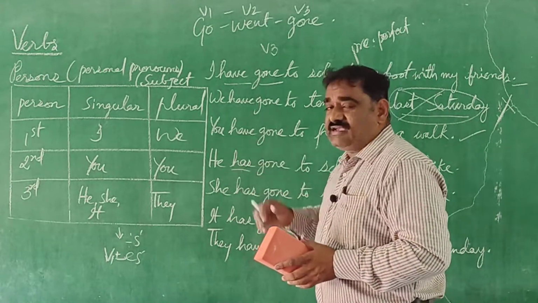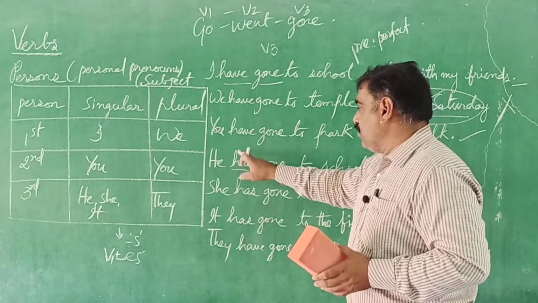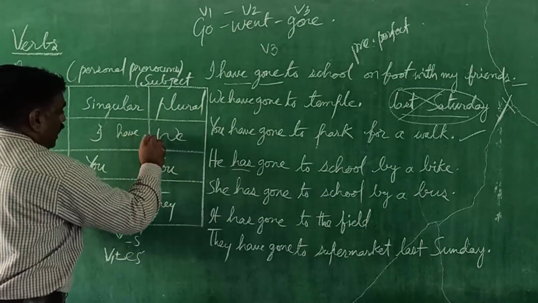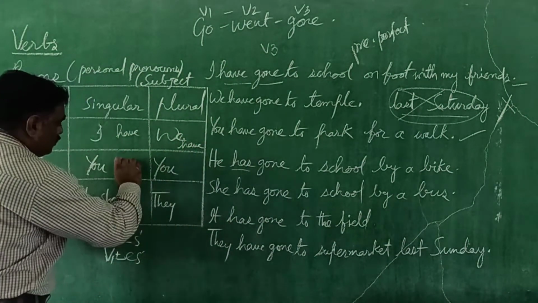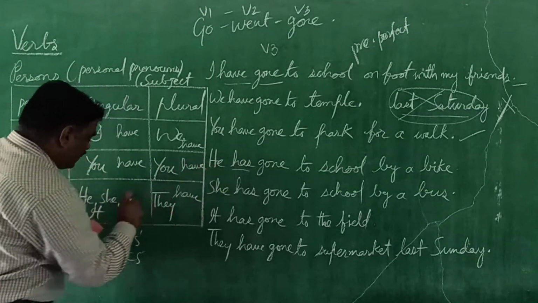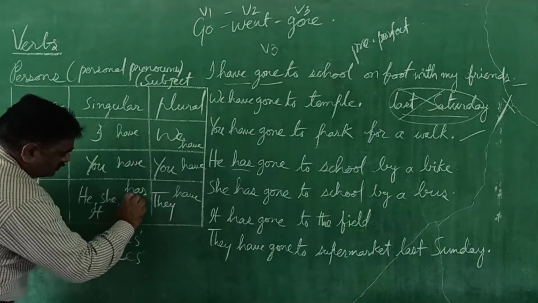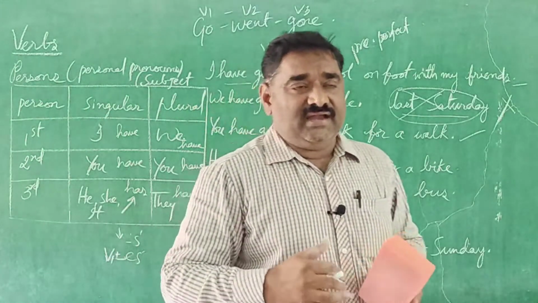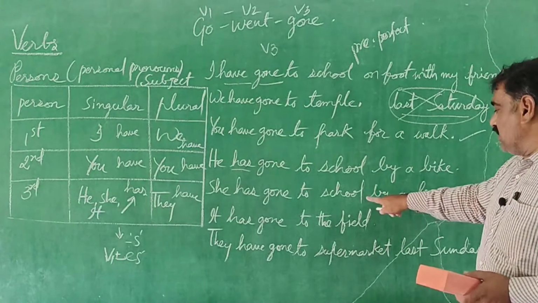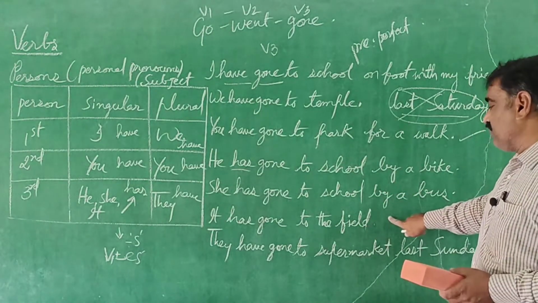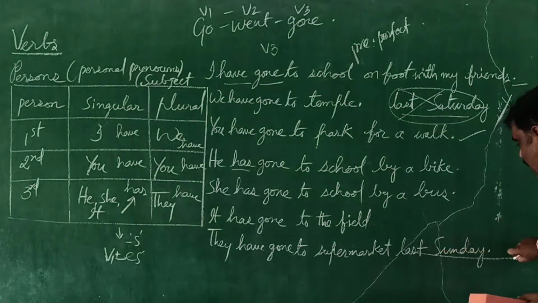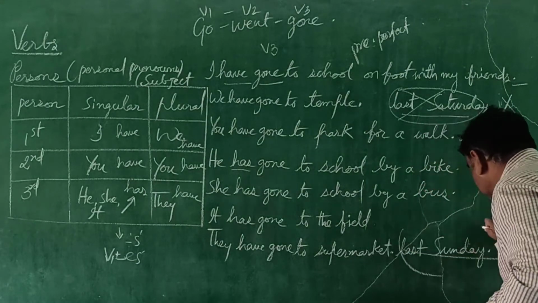Here you should use a different helping verb, has, rather than have. Have we use for I, we, you, and they. Whereas for he, she, it you should use has, HAS. So he has gone to school by a bike, she has gone to school by a bus, it has gone to the field. They have gone to the supermarket last Sunday. This is also wrong usage. Here you should place a full stop and omit the time expression.